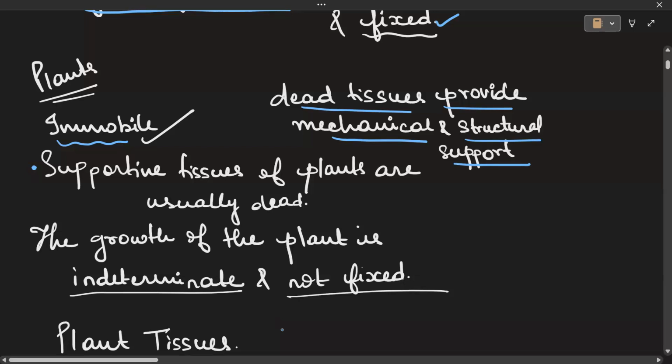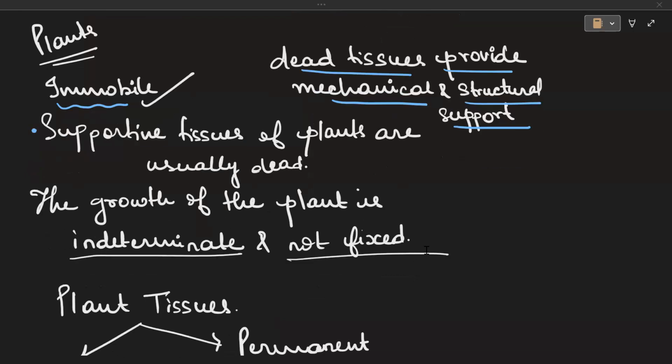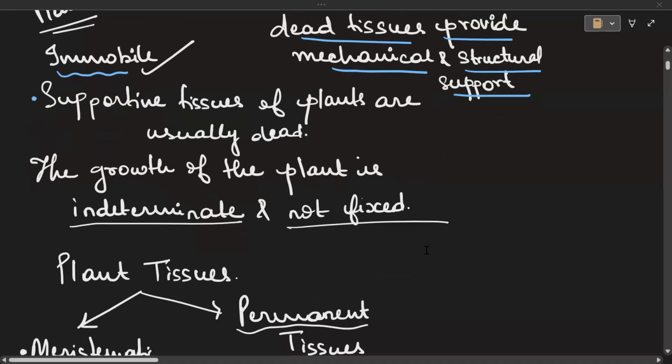Now talking about the growth of the plant. The growth of the plant is not determinate, right? You might have seen that plants always keep on growing. You might have seen that the height of the tree is so tall, isn't it? So the height or the growth of the plant is not fixed and it is indeterminate. It is just the opposite of the animals. Is it clear to everyone? Any doubts up till now? No, ma'am. Okay, good.